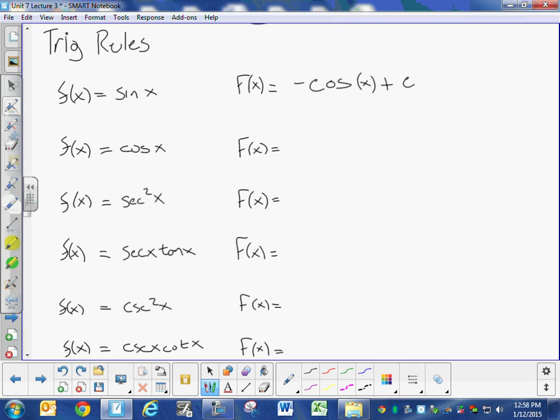Next one is cosine. What is its antiderivative? Sine. Yeah, it's almost like I'm giving you the answer. You have to produce the question. Anybody remember the function whose derivative is secant squared? Tangent is correct. What about the function whose derivative is secant tangent? Secant is correct.